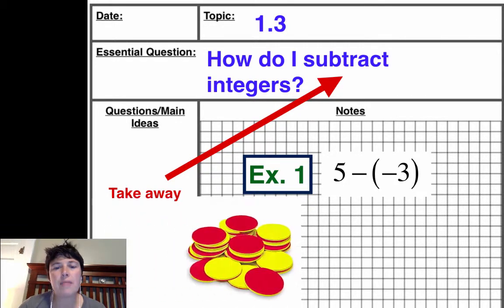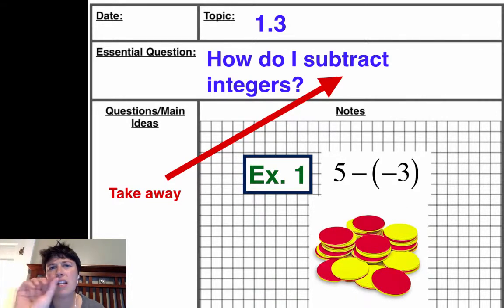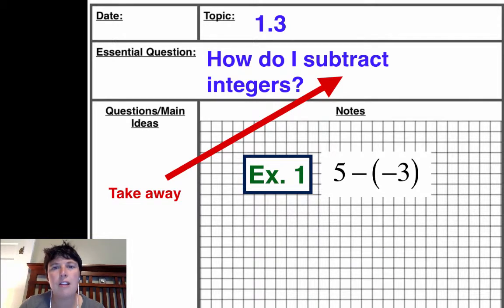Well, first off, have you seen these before? Have you seen the red and the yellow chips? Have you used those in class yet? Because they are a really great tool. They've got two sides, red and yellow, that represent positive and negative, and they're super handy. The yellow represents 1 and the red represents 1. The yellow is positive and the red is negative.